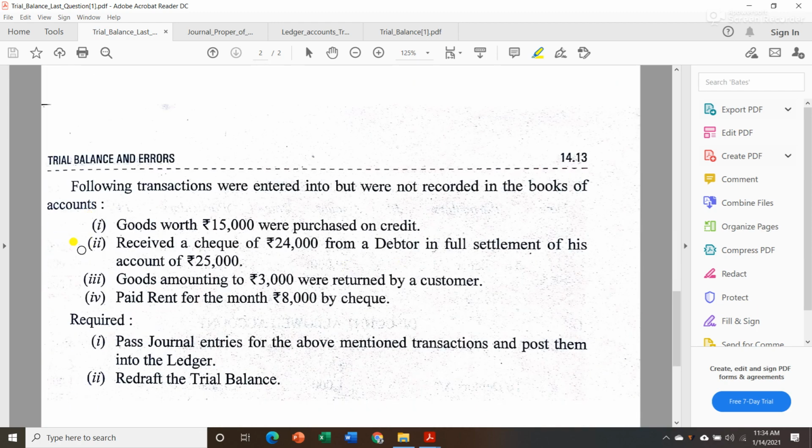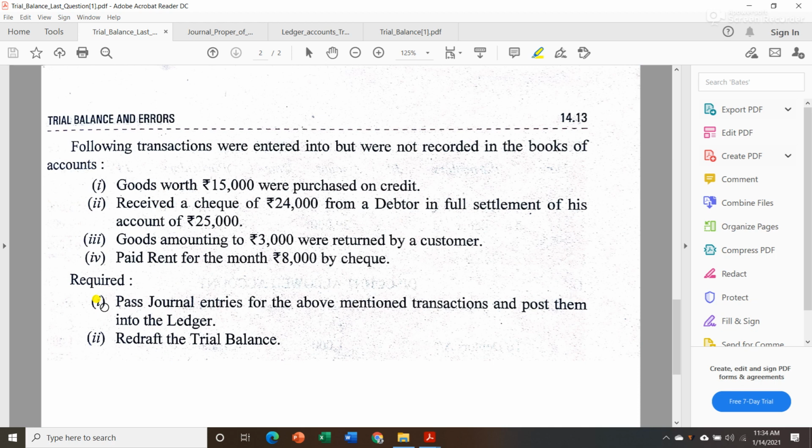to adjust these transactions. What we have to do is pass journal entries for the above mentioned transactions and post them into the ledger. That means for these 4 transactions we have to pass journal entries, then post them in the ledger, and at last prepare the trial balance. Now let us see the journal transactions first.